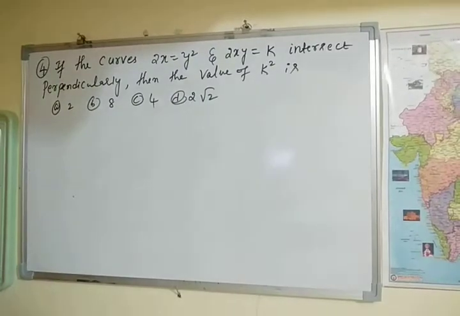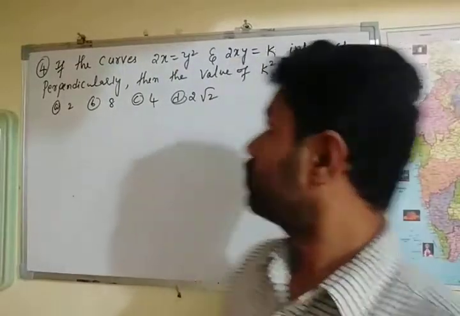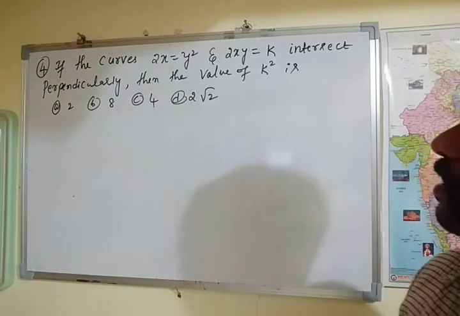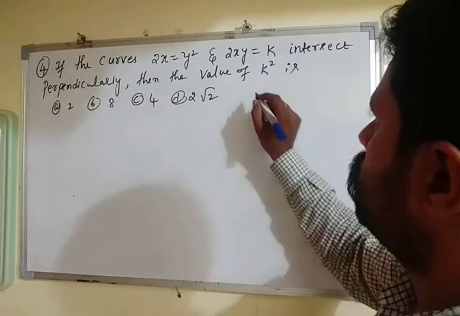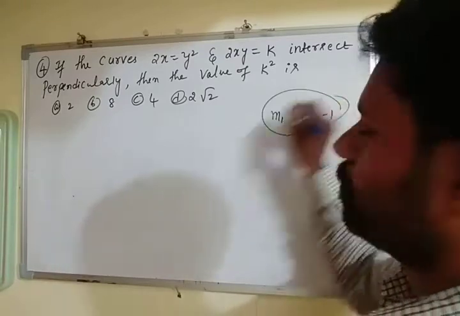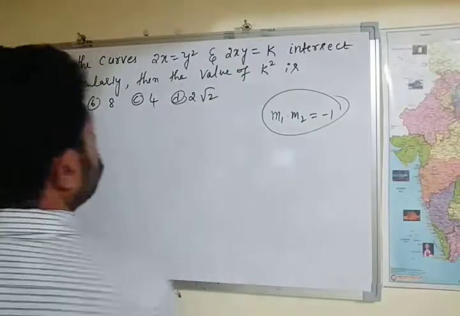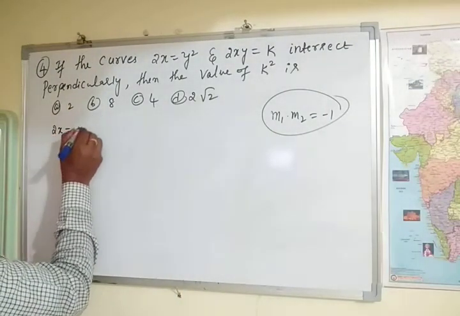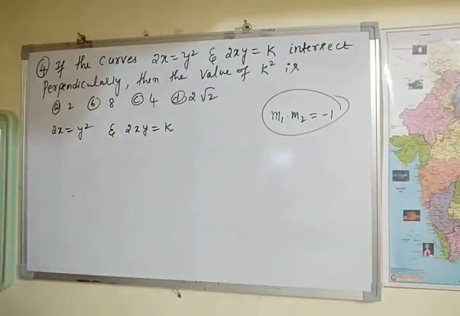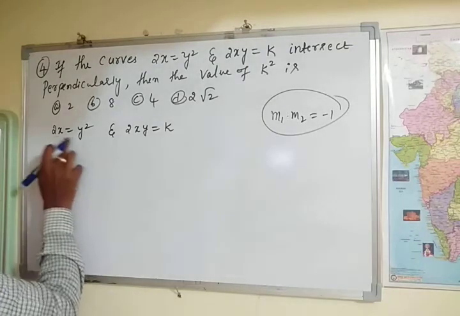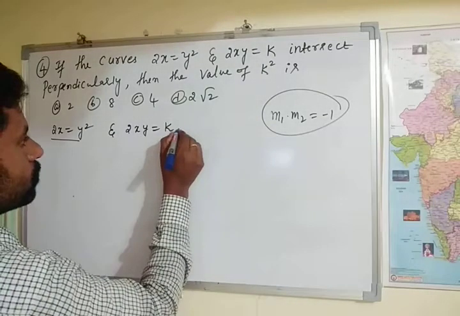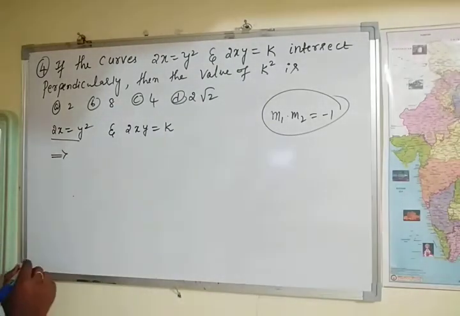Say if the curves 2x is equal to y square and 2xy is equal to k intersect perpendicularly, then the value of k square is. Intersect perpendicularly means the two curves intersect perpendicularly, m1 dot m2 is equal to minus 1. So now here we have 2x is equal to y square and 2xy is equal to k. Substituting the first curve into the second, we get 2x is y square.